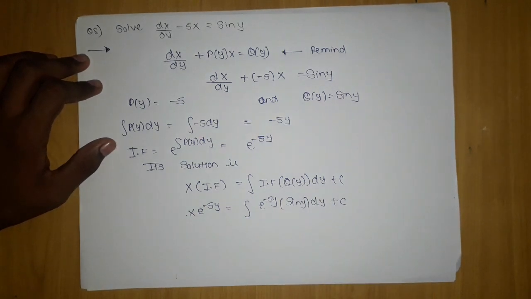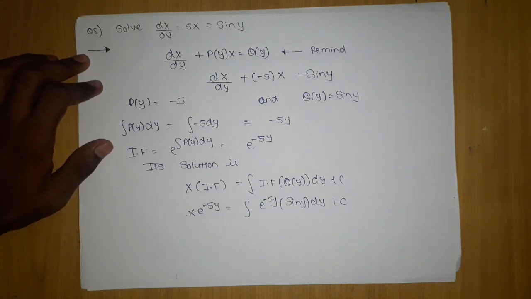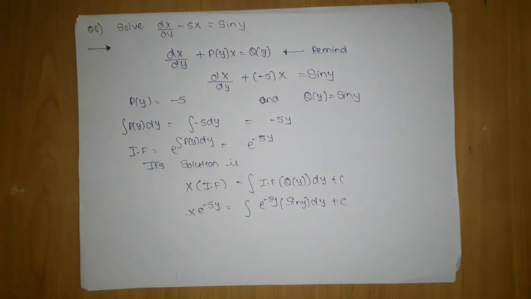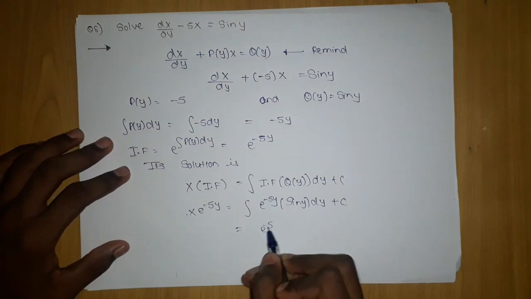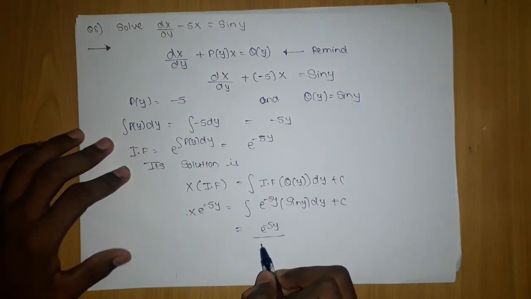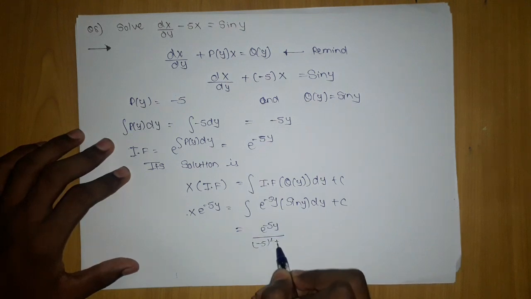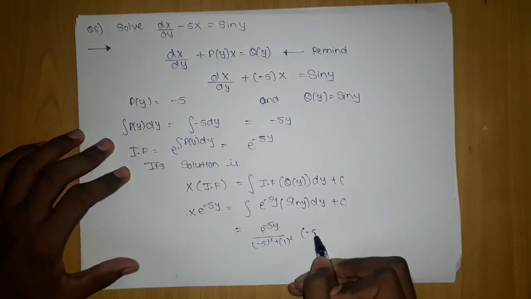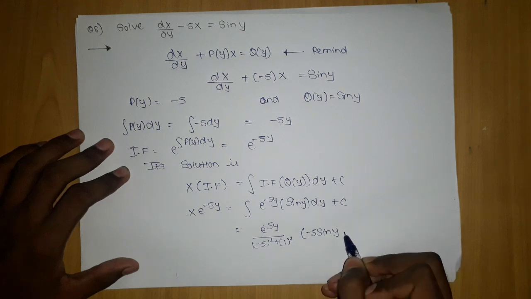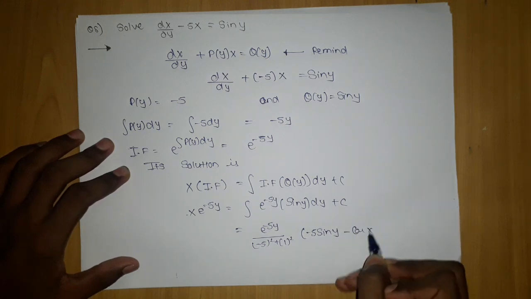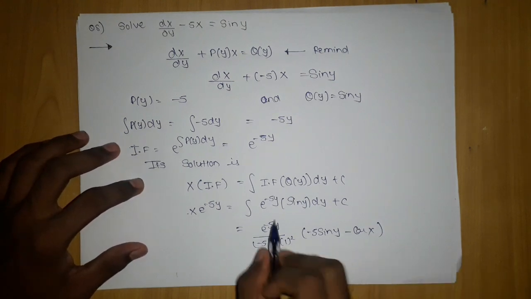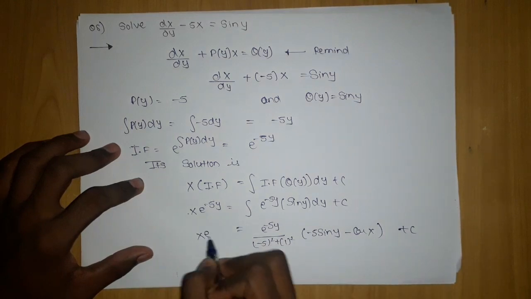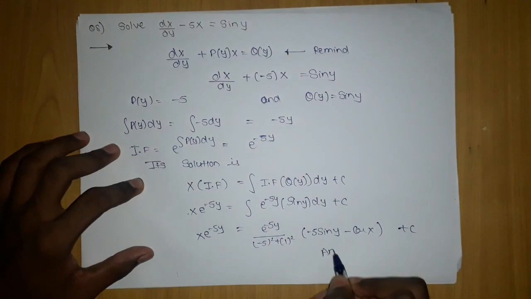One thing you need to remember is the standard formula for the integration of e to the power ax into sin(bx plus c). You need to learn that. So its integration will be e to the power minus 5y upon (a squared plus b squared), which is (minus 5) squared plus 1 squared, into (minus 5 sin y minus cos y), plus c. And on the left, x into e to the power minus 5y. So this is our answer.